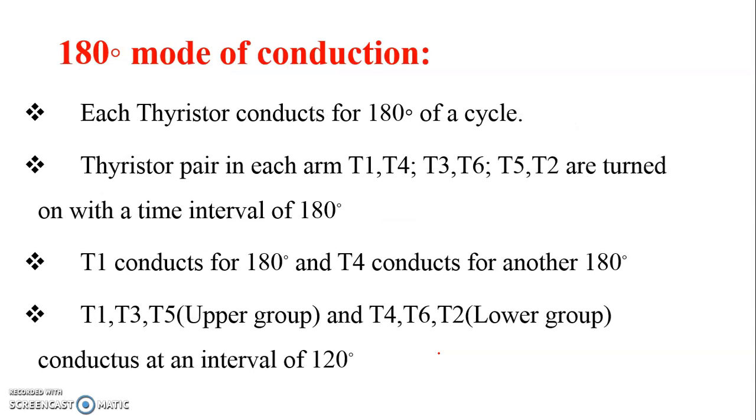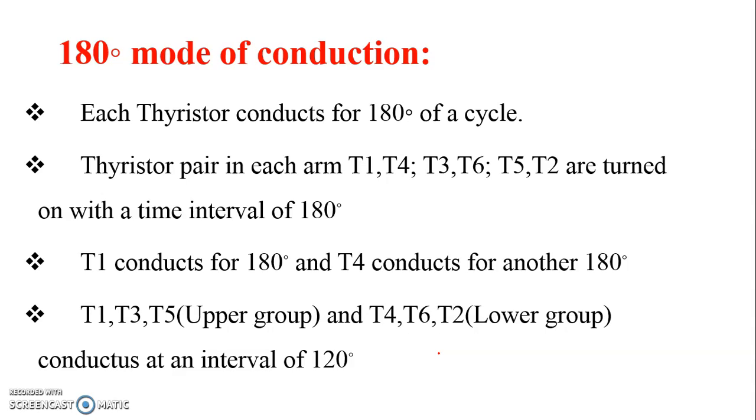For the 180 degree mode of conduction, each thyristor conducts for 180 degrees of a cycle. The thyristor pair in each arm, that is T1, T4 is the first pair, T3, T6 is the second pair, T5, T2 is the third pair. Each is turned on with a time interval of 180 degrees. That means if T1 conducts for 180 degrees, T4 conducts for the next 180 degrees of a cycle.